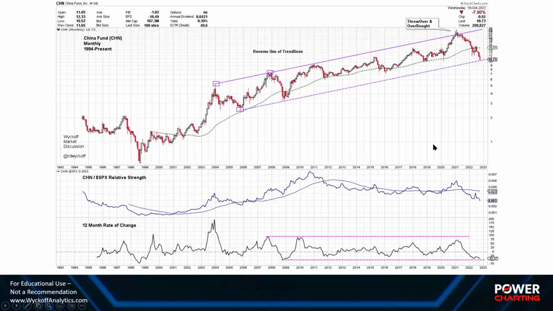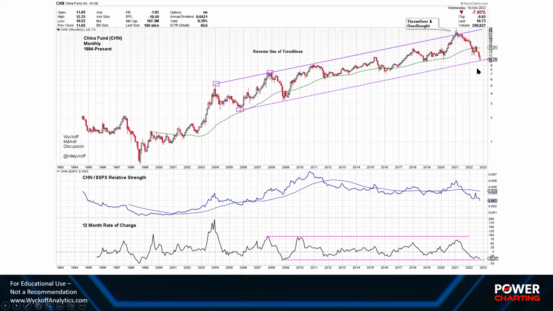Now let's look at the China fund, CHN, and look at the overbought condition back to 2004. These are the anchor points, 2004, 05. These are monthly bars. Here is the overarching supply line, reverse use of trend lines, throws over, overbought, beautiful, right at that level. Well, look, that's the low for the dollar on the prior chart. And the dollar goes into that immense upward stride as the China fund is going into an ever increasing acceleration, now into an oversold condition at the bottom of the channel.